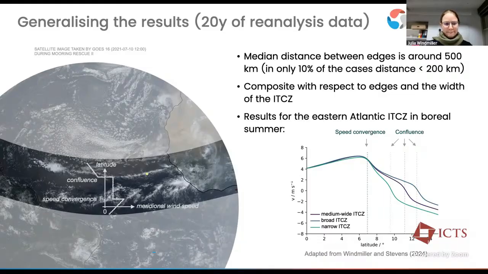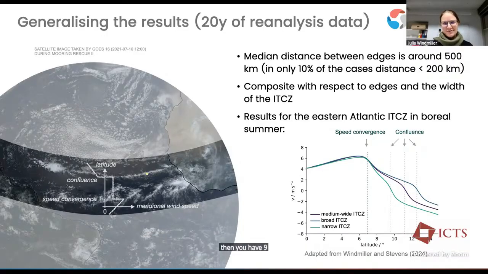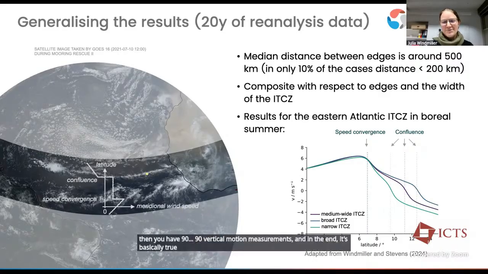Or to seeing the paper results from this. Yeah, to some degree, of course, it's exactly what you expect, but on the other hand, you have 90 vertical motion measurements, and in the end, it's basically two that actually matter. I mean, I'm exaggerating a bit, but it's kind of two that set the mean.